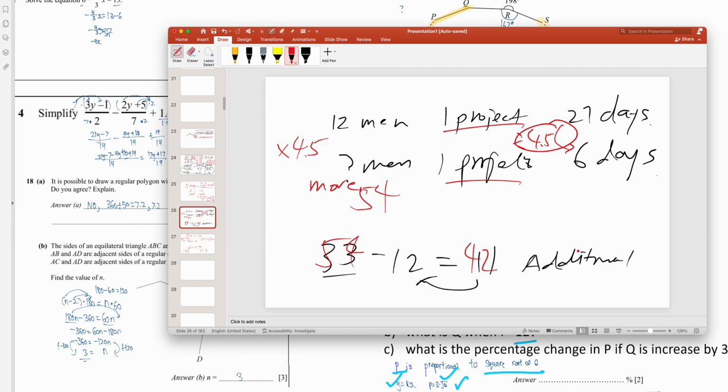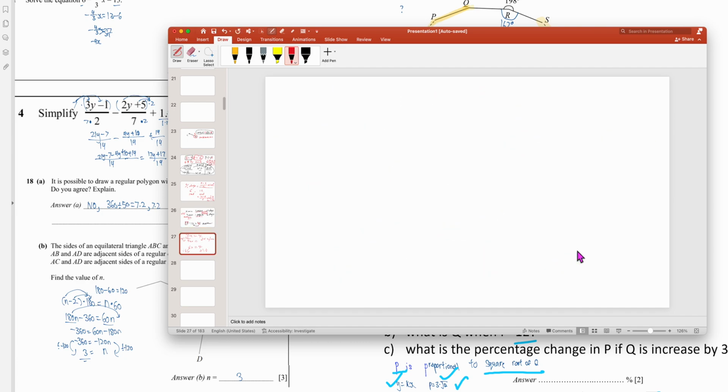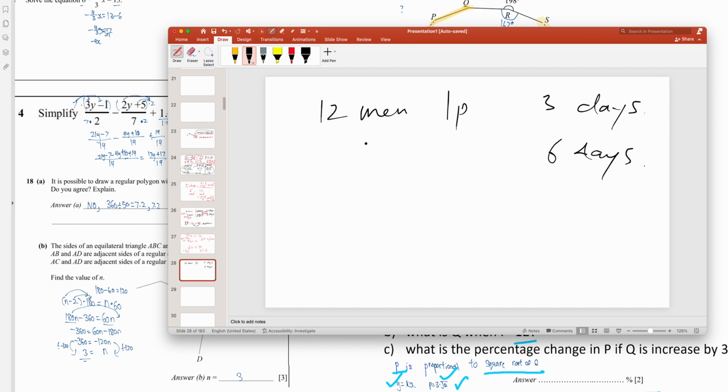Understand or not? Yeah. This is an inverse. What is inverse? Something comes down, something goes up. So this is an inverse relationship. What's a proportional relationship? The same. Something goes up, something goes up. Yes. So therefore, if there is another question like this, 12 men, one project, how many days? Never 3 days. Okay? 6 days. 12 men. How many projects?